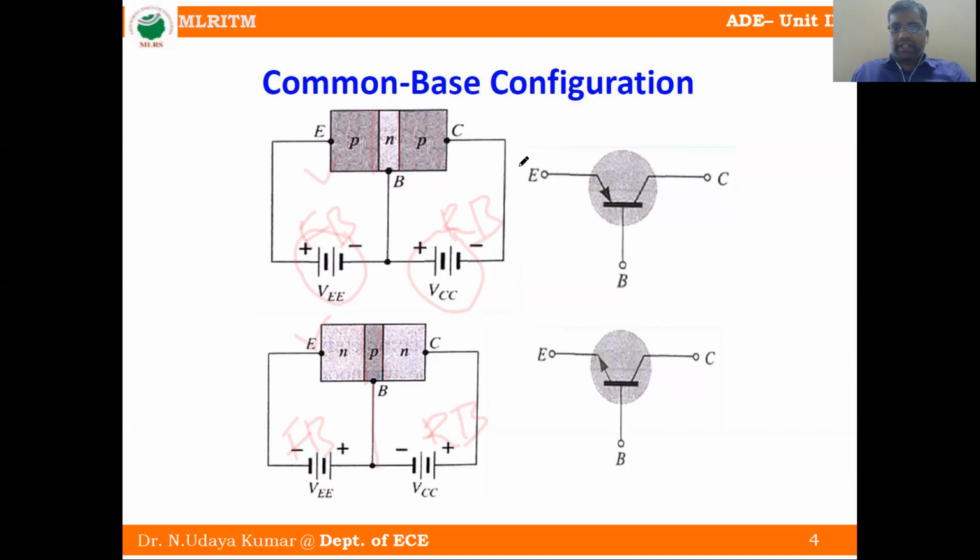Now the symbol of the transistor: where the arrow direction is toward the base, we call it a PNP transistor. This current direction is also called the conventional current direction. Where it is going outward, this is an NPN transistor. There are three terminals: emitter, base, and collector.